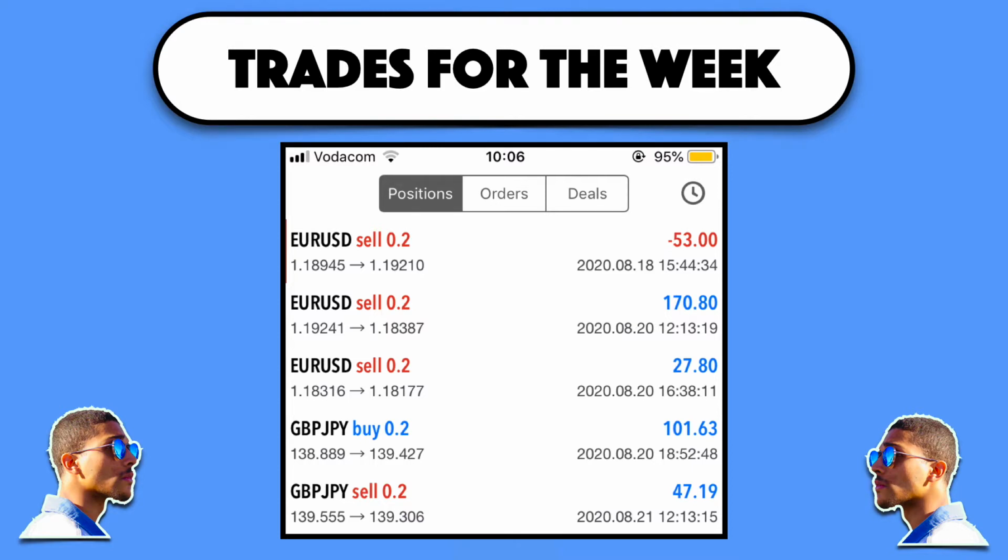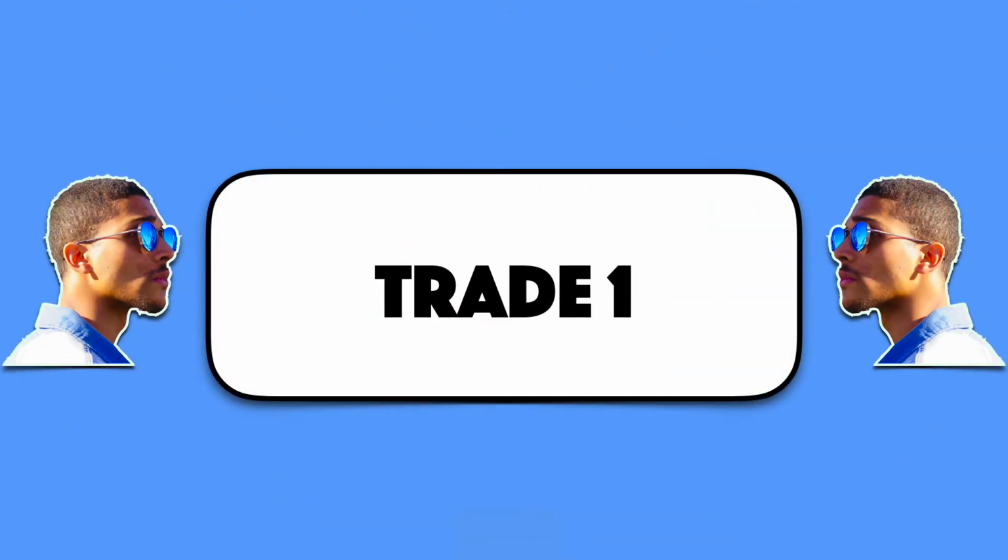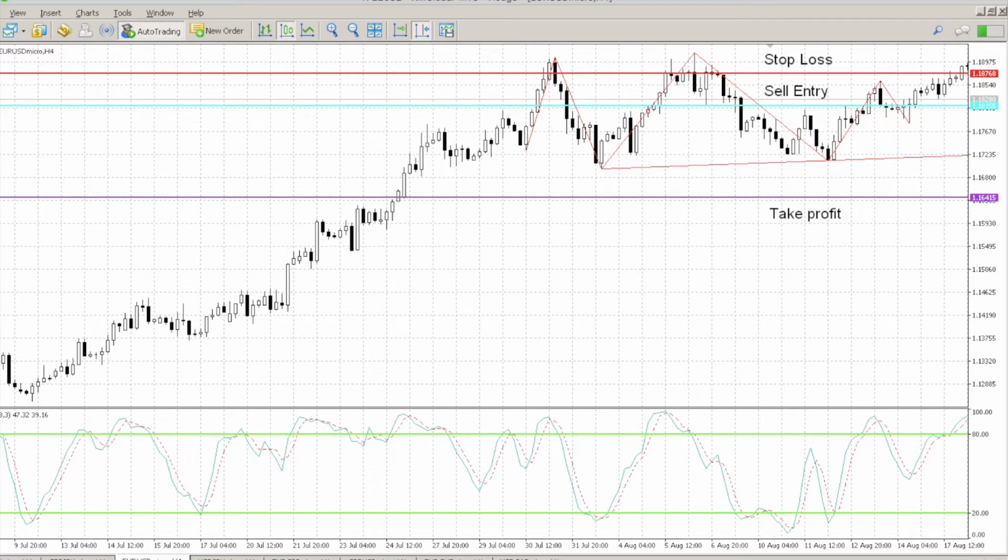And as you can also see here, with the first 3 trades, I was taking up bearish positions in the euro against US dollar market. So let's have a look at what was happening in these markets. Trade 1. This screen may appear overwhelming at first, but I will explain to you exactly what is happening here. First of all, what we are looking at is a euro versus US dollar 4-hour chart. That means each candle represents 4 hours of price movement.